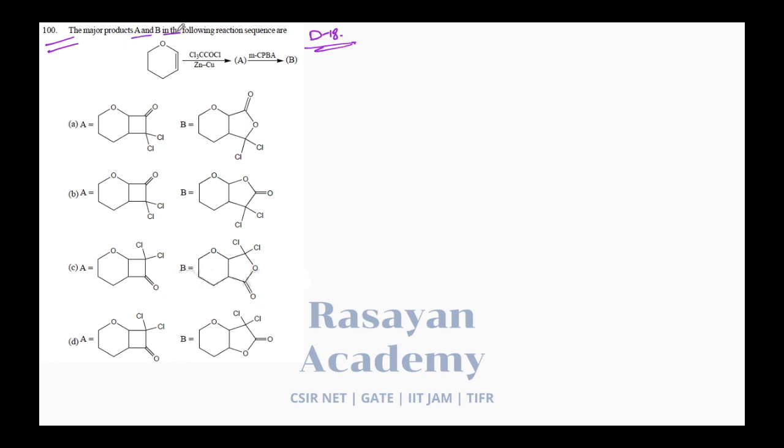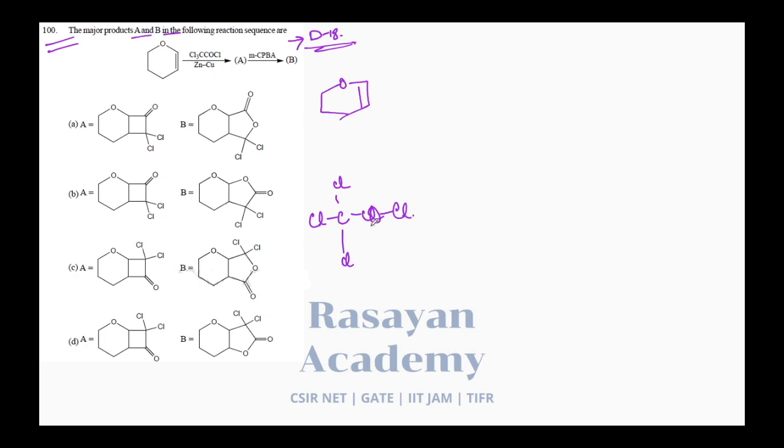Now the last question that we do in this session is once again a December 18 paper. The major products A and B in the following reaction sequence are. So first thing, guys, you have a dihydropyran molecule and you are reacting this with CCl3COCl.